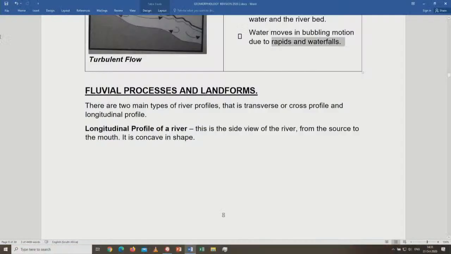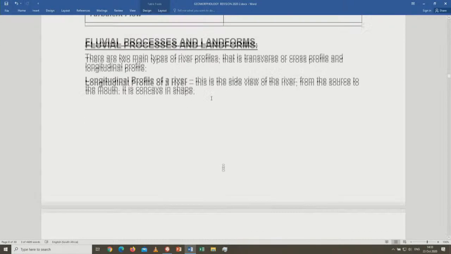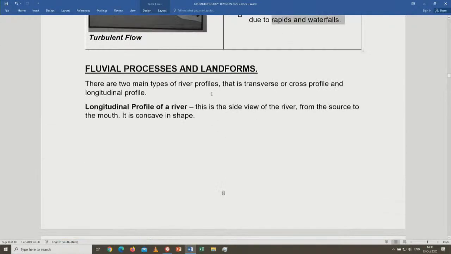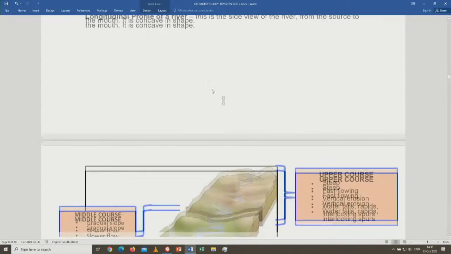So let's go back to the fluvial processes and look at that. If you look over here, listen, longitudinal profile, you must know the definition. It's very important. Make sure that you go through the definition for longitudinal profile of a river. We said it's a side view of a river from the source to the mouth. It is concave in shape, if you look there.